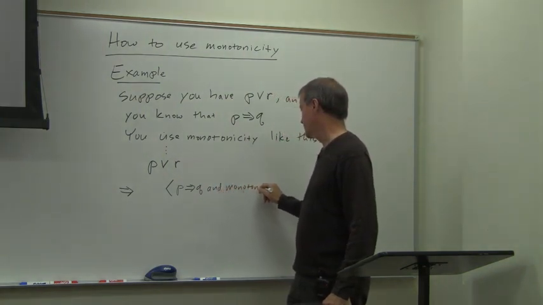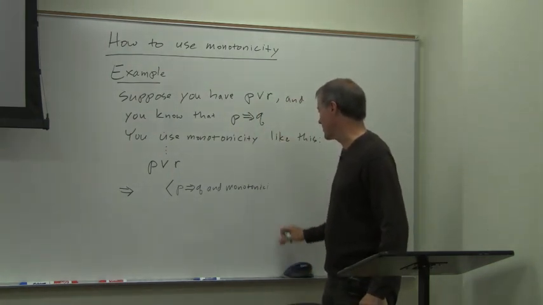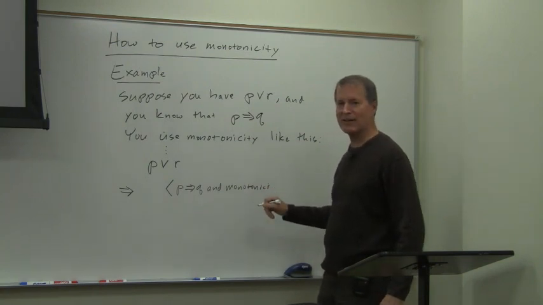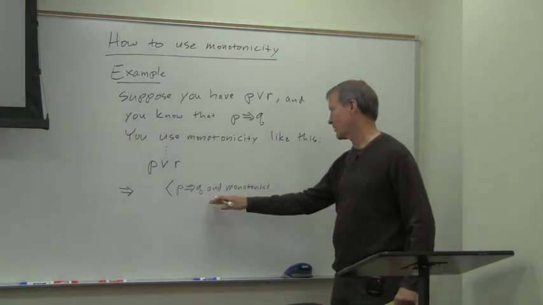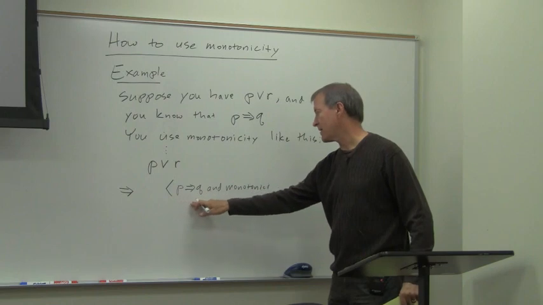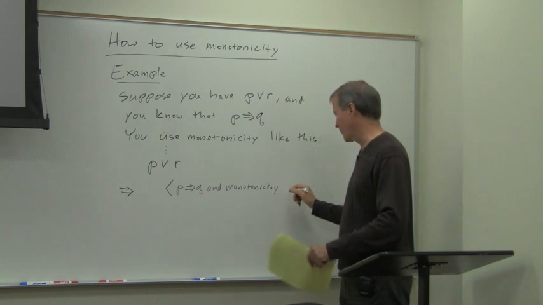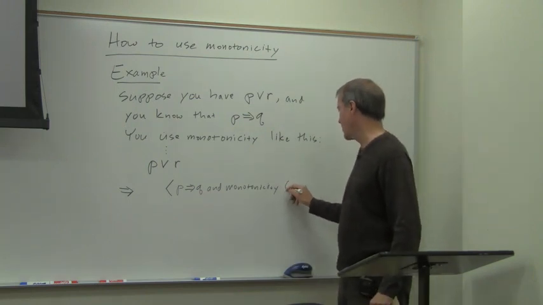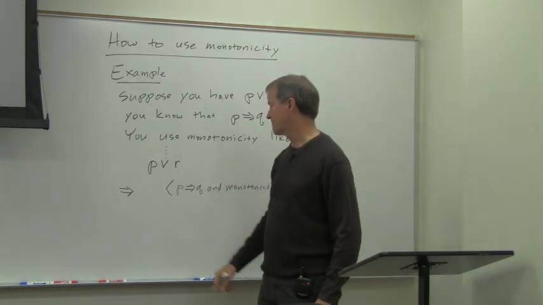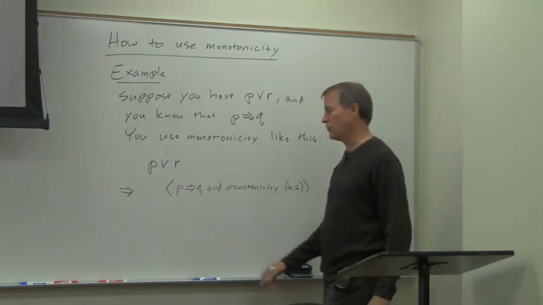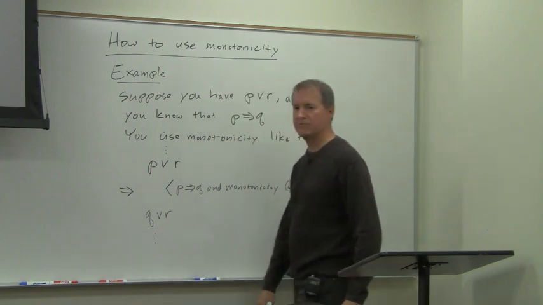In what instance would we know that P implies Q? It's hard for me to give an example in a full-fledged proof until we actually get to one, but you'll see. The hint is P implies Q and monotonicity. And which monotonicity? 4.1, 4.2, or 4.3? Monotonicity 4.2. You know that this implies Q or R. And then you can go on doing your proof.